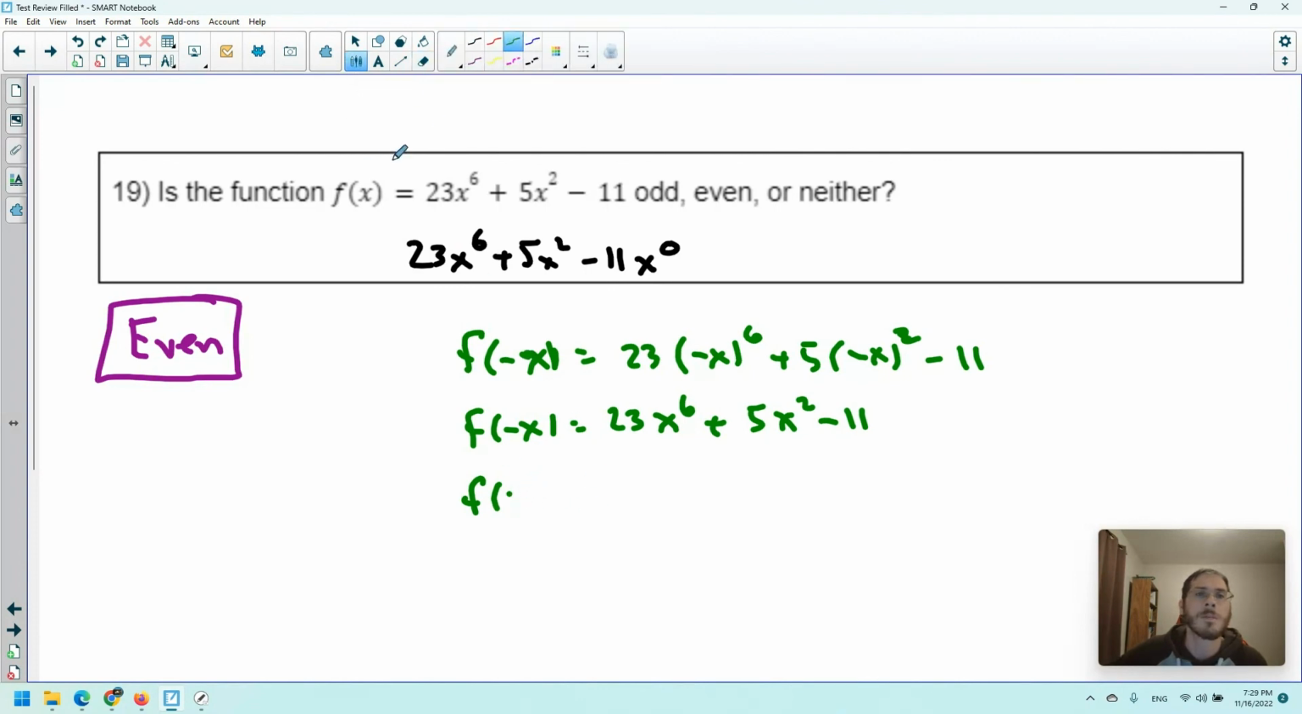So since this is the same function that we started with, we would consider this even, in this case where f of negative x equals f of x. So that's another way that you could do it, algebraically. So that gives us even.